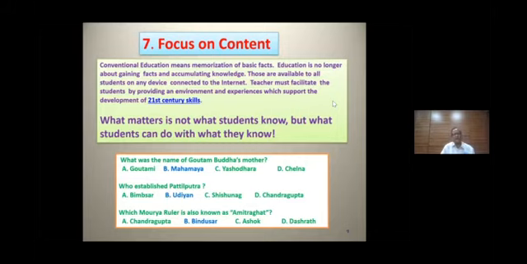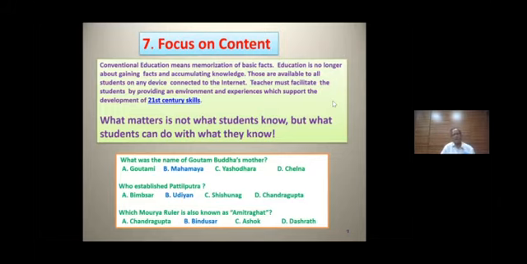That is why we have to say that what students know is not important to us. What students can do is important to us in the 21st century. Therefore, about the questions of which I have given some samples: what was the name of Gautama Buddha's mother? See, I don't know what we are going to derive out of it.